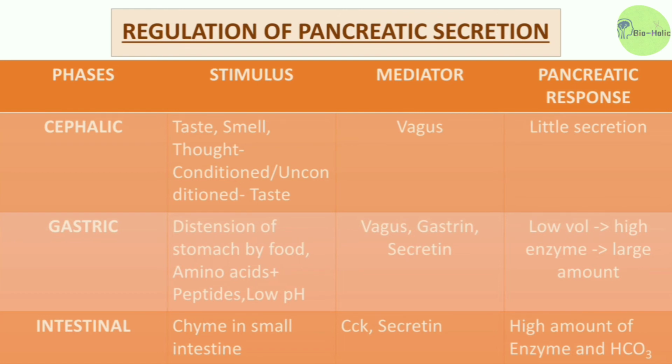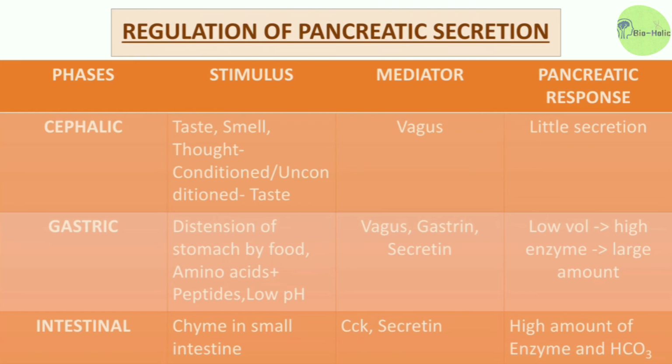Second stage is the gastric stage. This also has 3 parts. The distension of stomach by food activates the vagus, which causes low volume of pancreatic bicarbonate ion and enzyme secretion. The second one is the amino acids and peptides that cause secretion of gastrin, which causes low volume of high enzyme secretion. And the third and last one is the low pH of chyme in the duodenum, which causes secretion of secretin hormone, which causes large amount of aqueous secretion with high bicarbonate concentration of pancreatic juice.